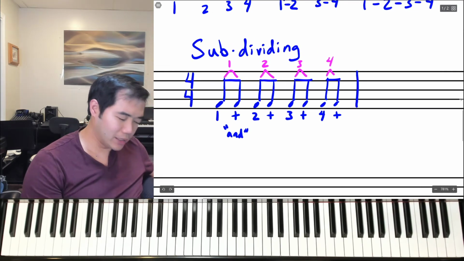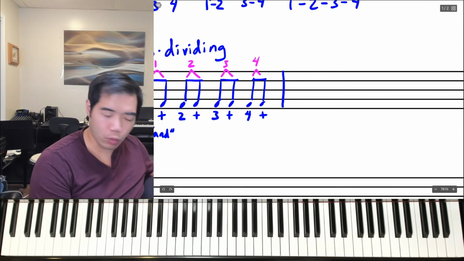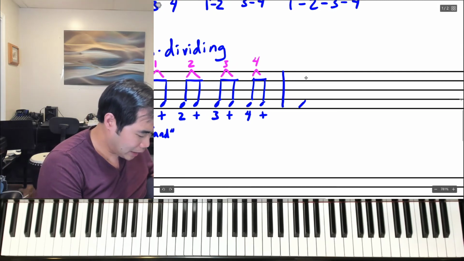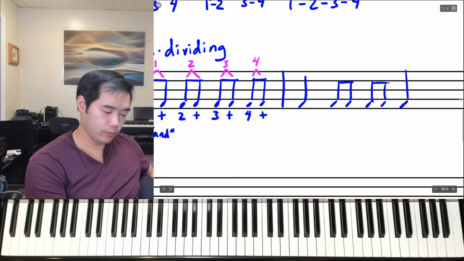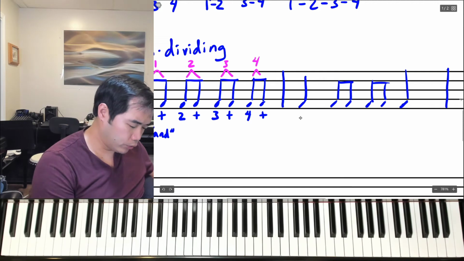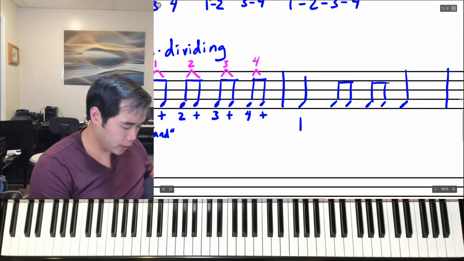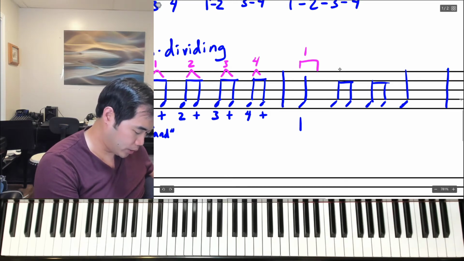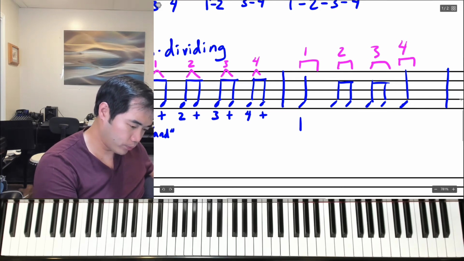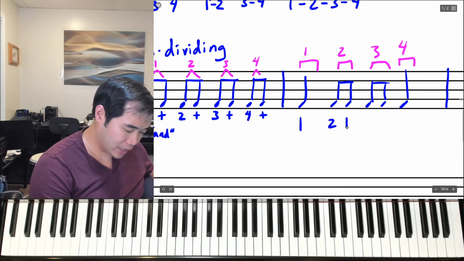So let's make this a little bit more complicated, staying in 4/4 time. Let's say we have a rhythm like this: quarter note, eighth, eighth, eighth, eighth, quarter note, bar line. This first quarter note is beat 1. This beat group here is beat group 1, this is beat group 2, beat group 3, and beat group 4. 2 and 3 and 4.